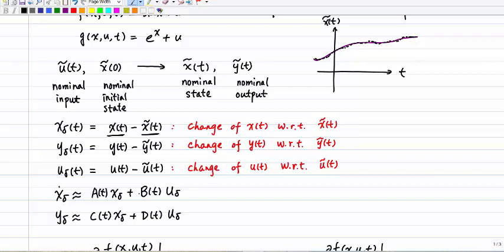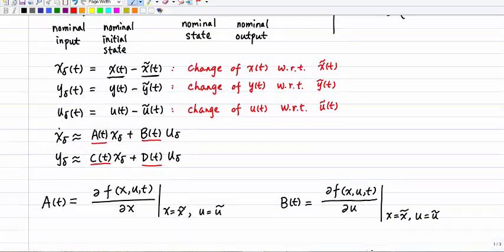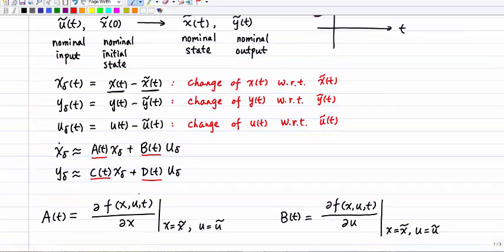Now the key question is what are A(t), B(t), C(t), and D(t). They are given by this. A(t) is given by the partial of f with respect to x. This is a matrix. We will give an example later on to talk about how we compute the actual value and how this partial is defined. It is evaluated at x being x tilde and u being u tilde.